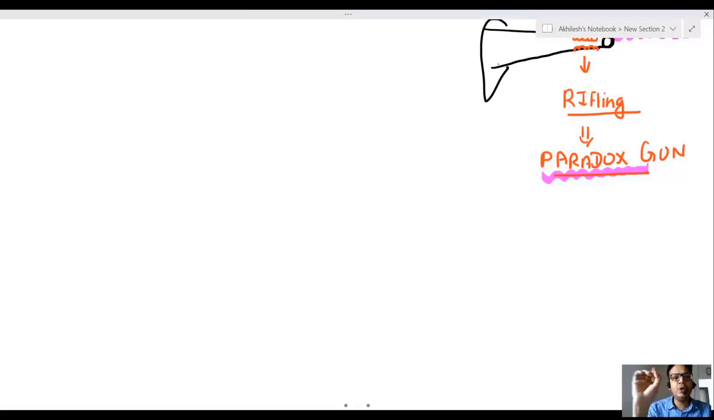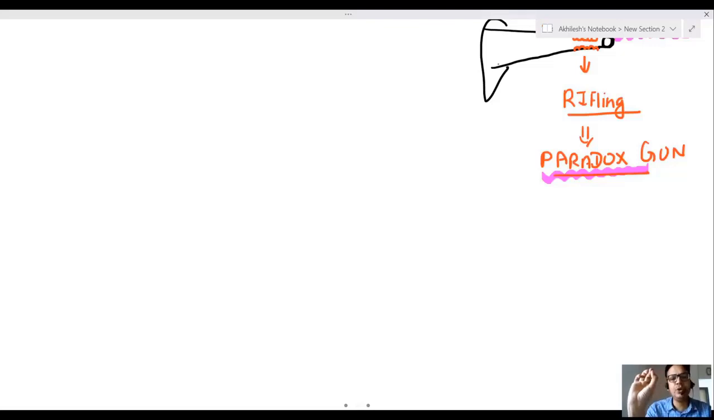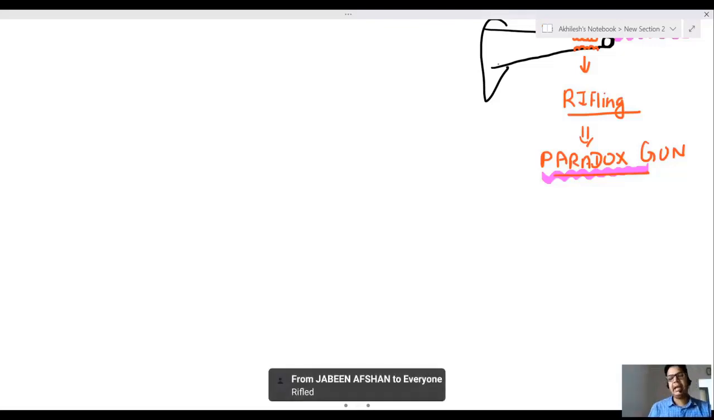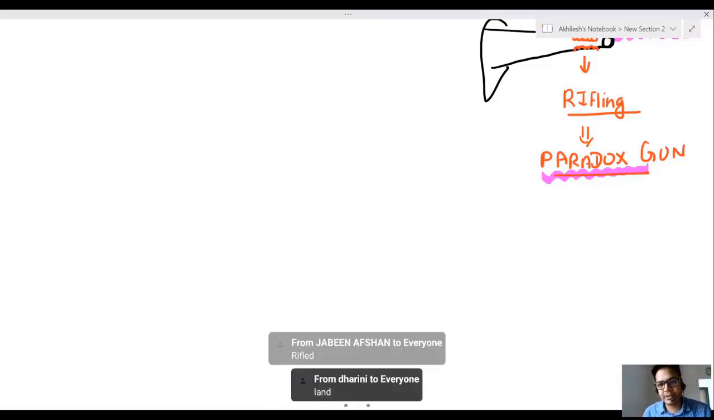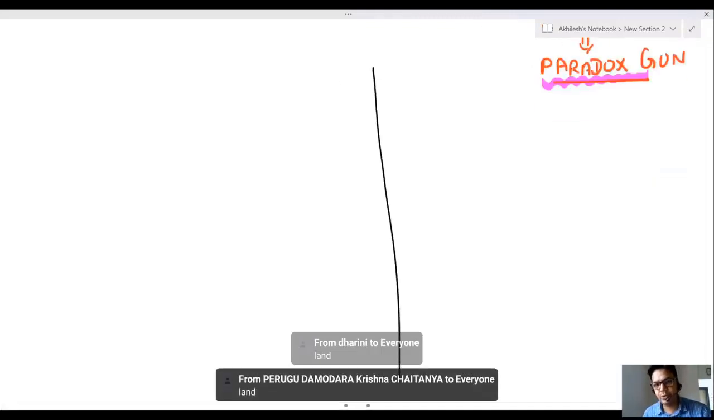Caliber is a word used for rifled firearm or smoothbore firearm? Rifled firearm. Caliber is a distance between two opposite lengths.